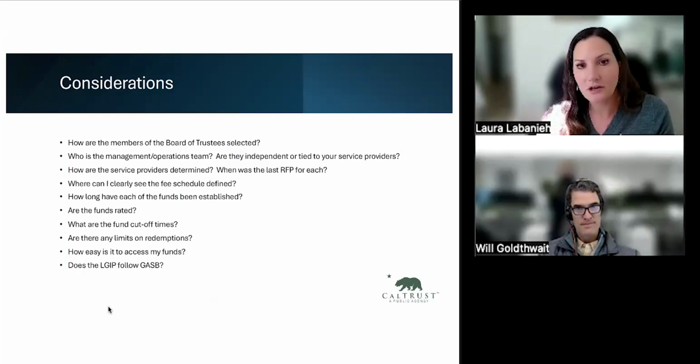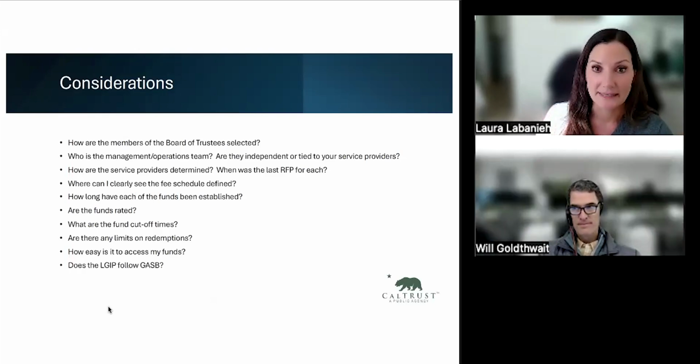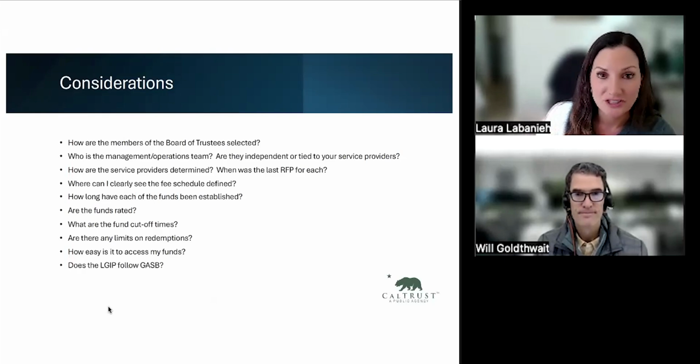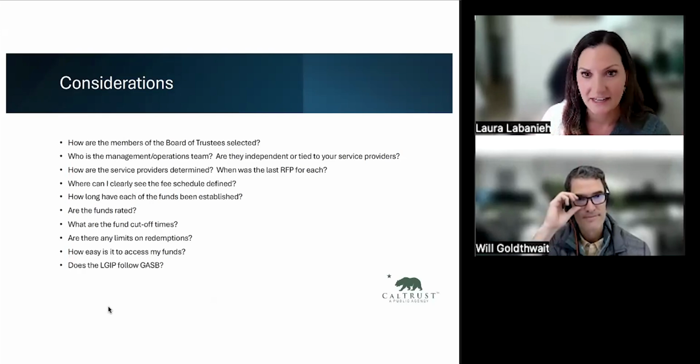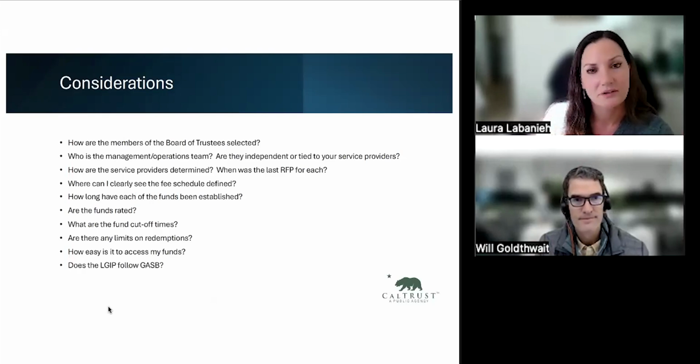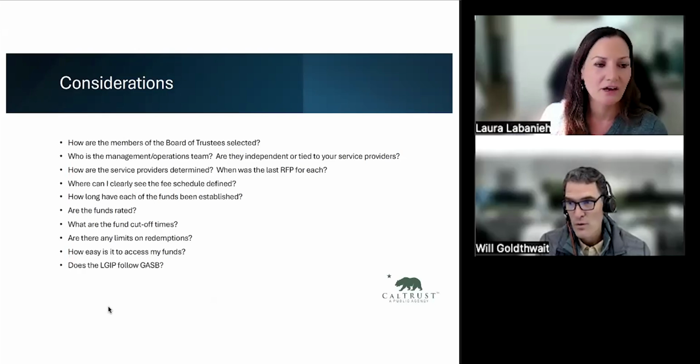And then, you want the funds to be easy to use, right? You want to have access to your money. You want it to have a good shareholder experience. What are the cutoff times? Are there limits on redemptions? How easy is it to get information? So, Will, can you expand on any other considerations and ways to look at it as you're evaluating our choices in this market?